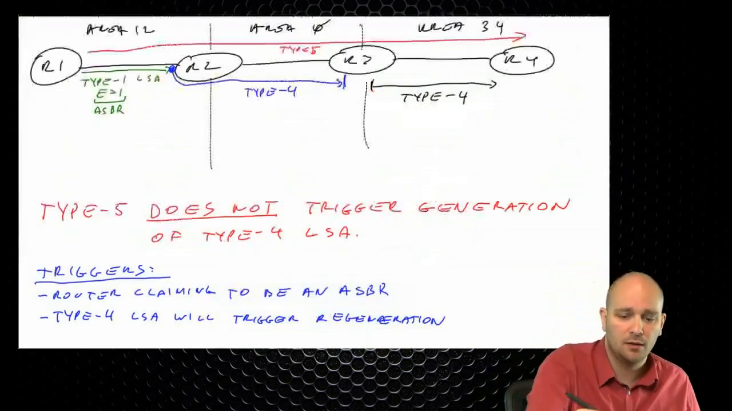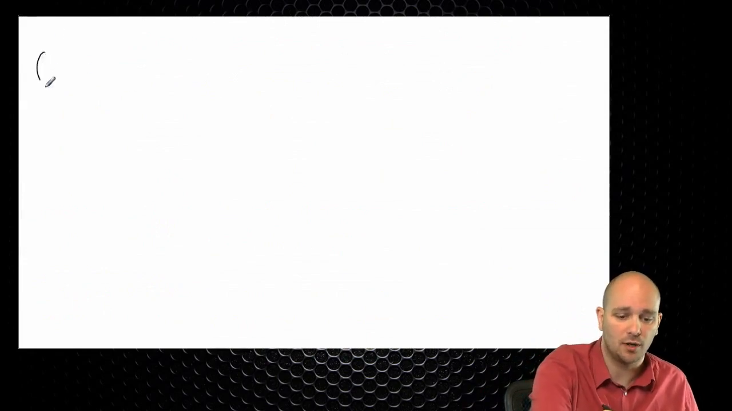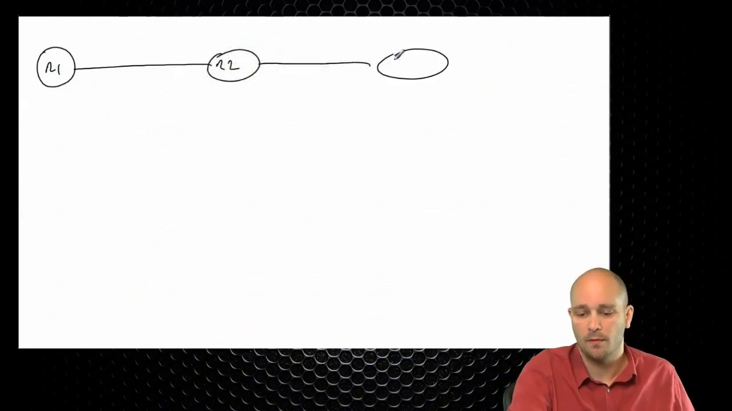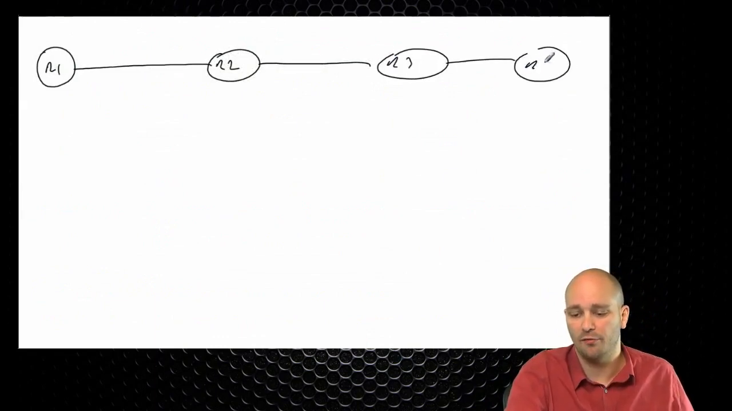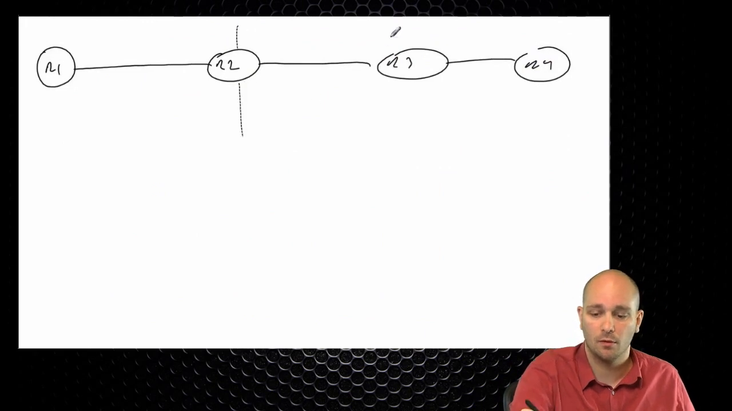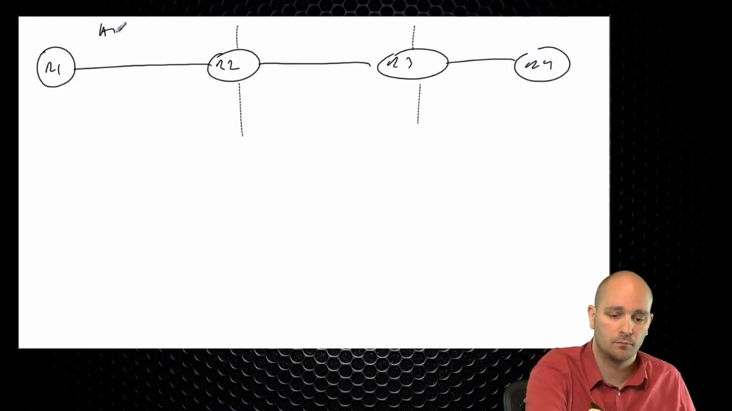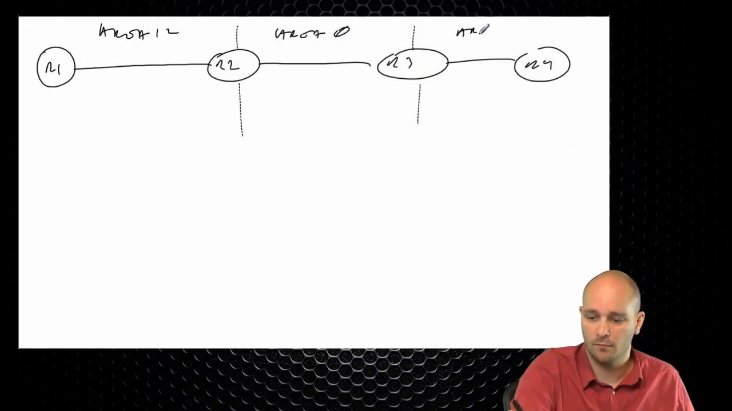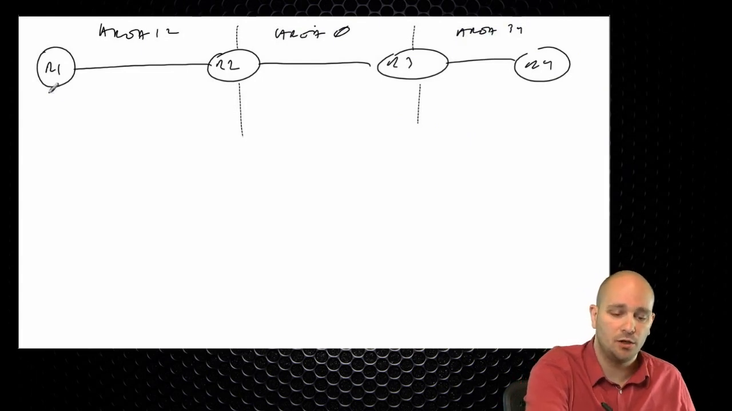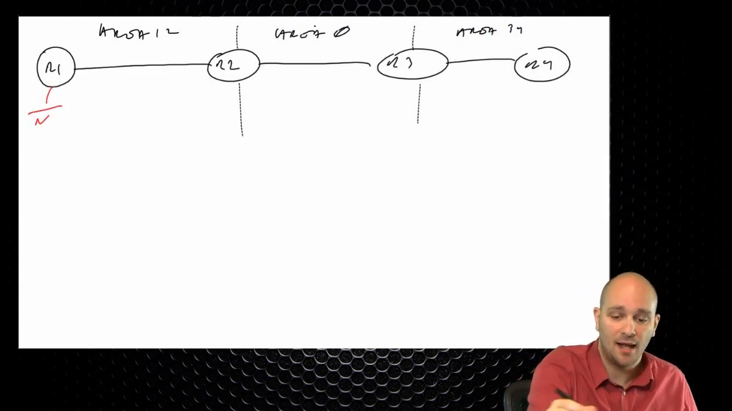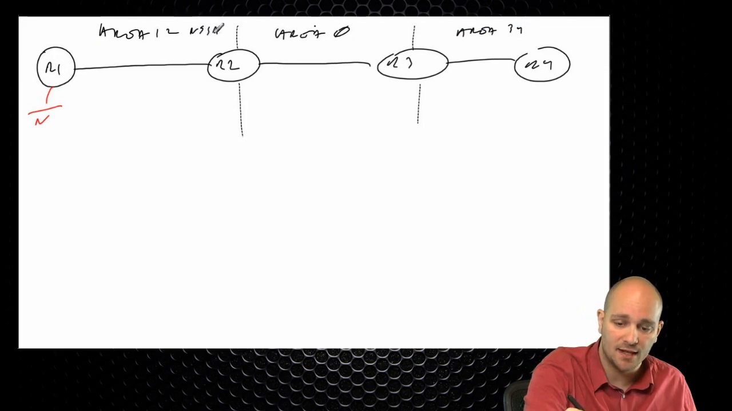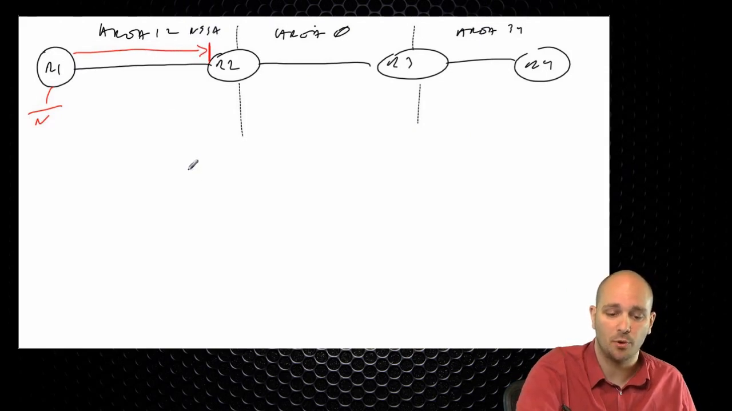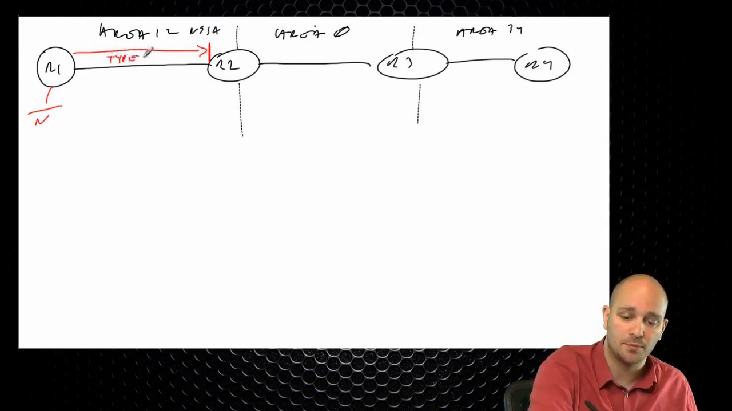So if we take a look at our network again, so again I have R1, R2, R3, and then R4. Let's say that here we are redistributing some network N, and this is now actually NSSA area. This type 7 LSA is going to reach this point here. So this is going to be type 7.